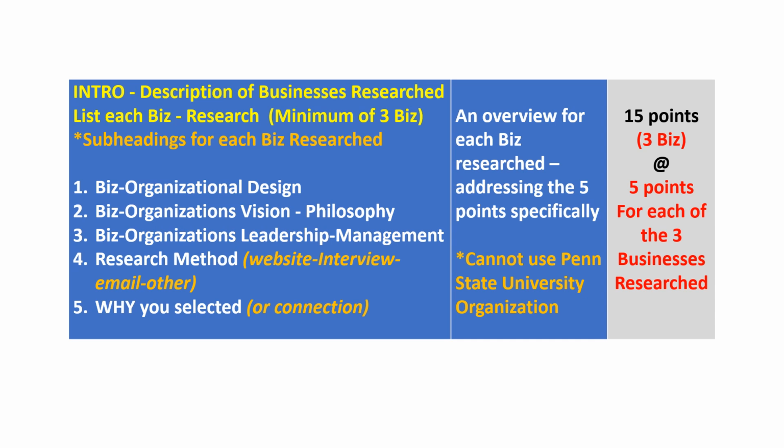Again, you'll do each of the 5 for the 3 different businesses, and you can see then 5 points each for a total of 15. Key point here, you cannot use a Penn State University organization. We want you to go outside of the university.